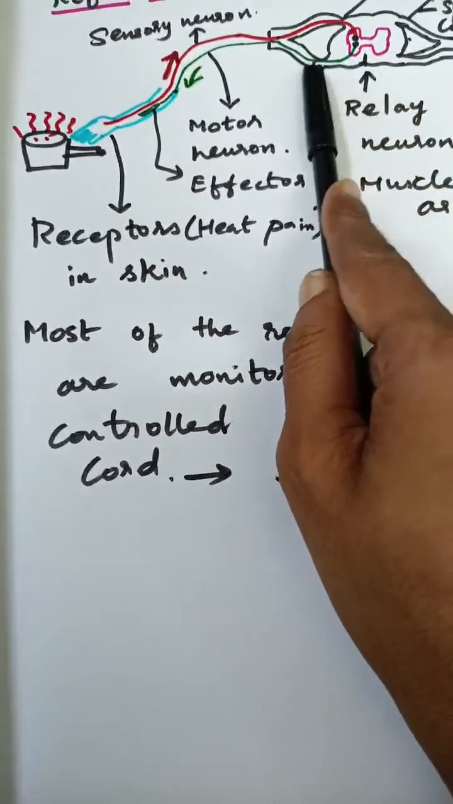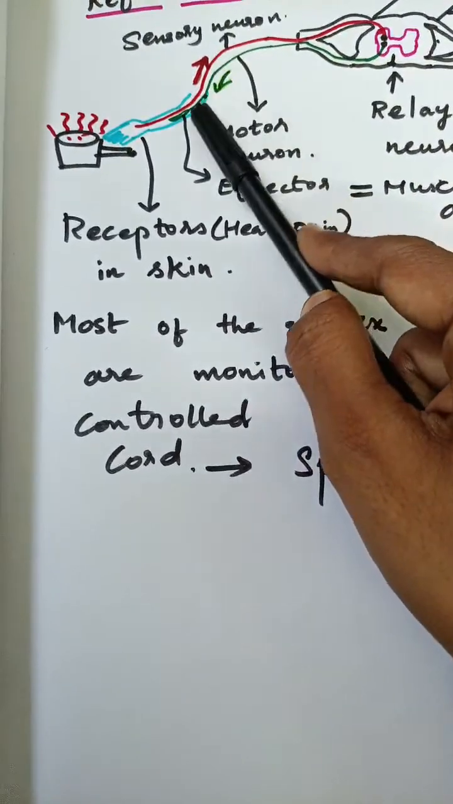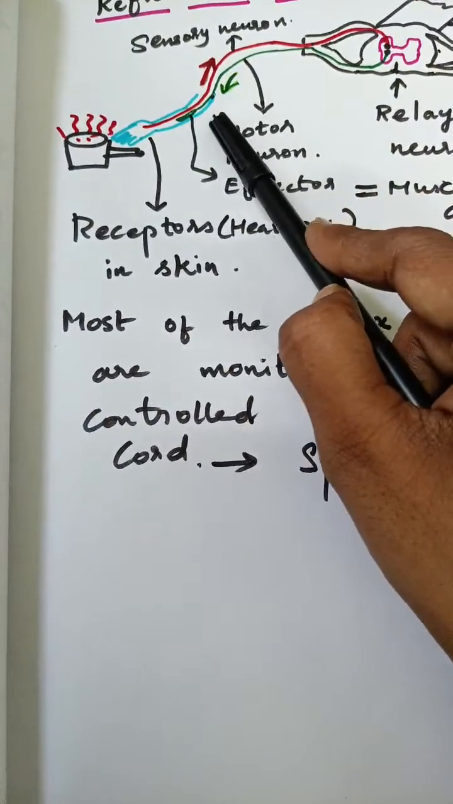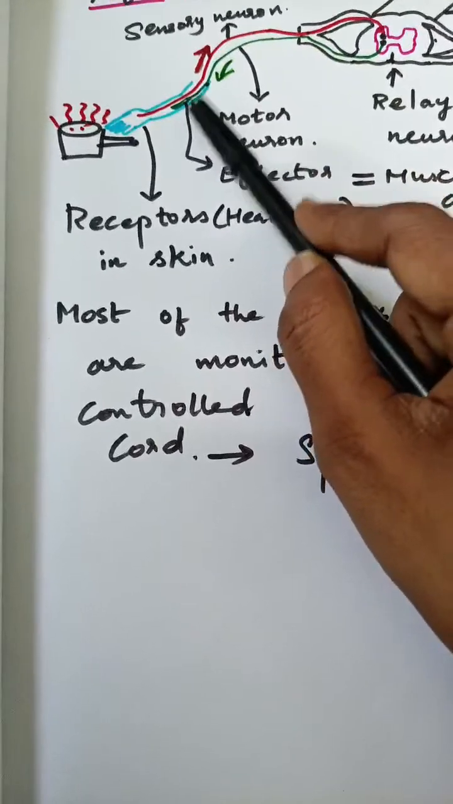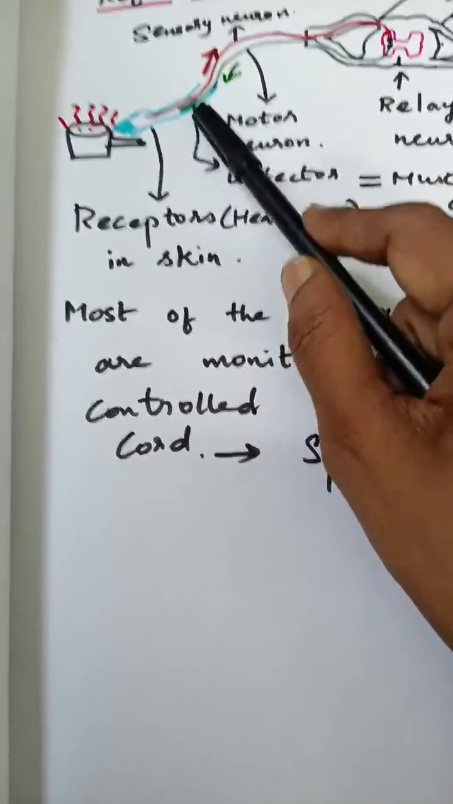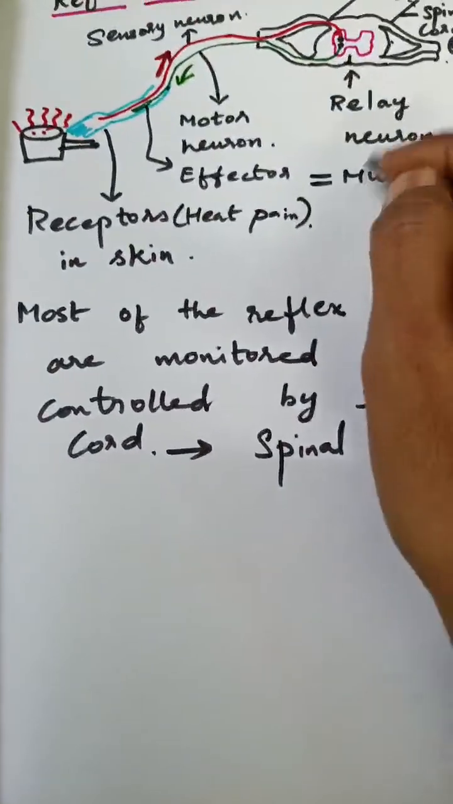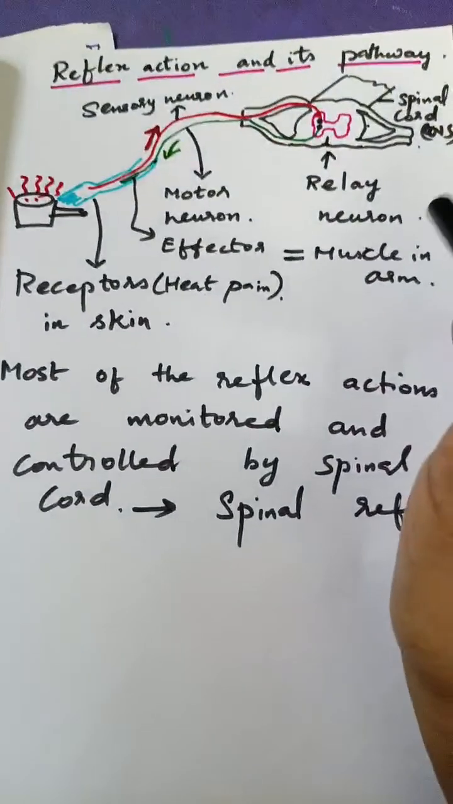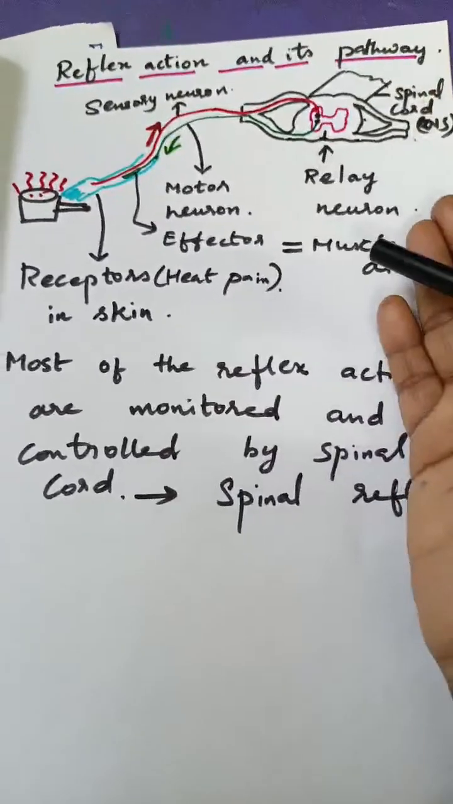It will carry the return impulse towards the motor fibers. That is, the motor neurons will carry it, and it reaches the muscles in the arm. So your effector cells are there, and they will remove the hand from the hot pan. This is how the reflex arc takes place in our day-to-day life. This is the basic or simple reflex, we can say.